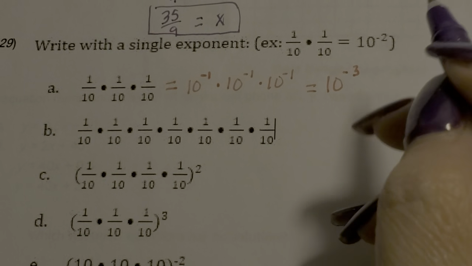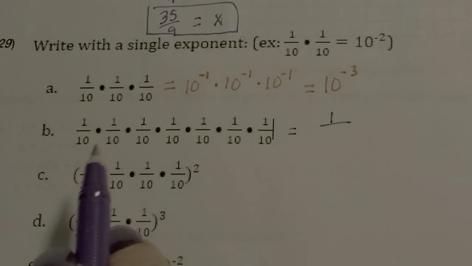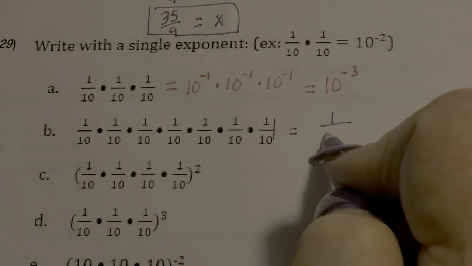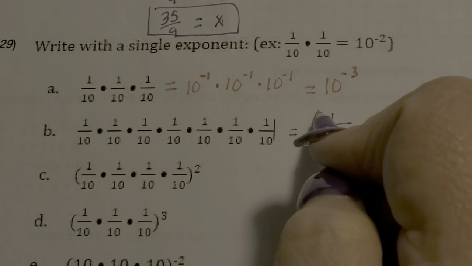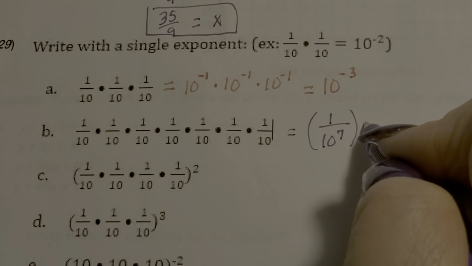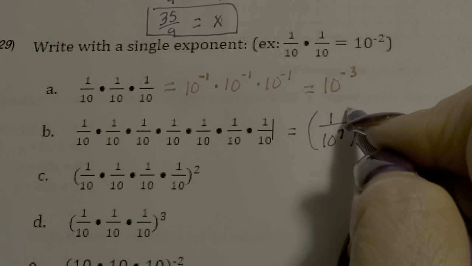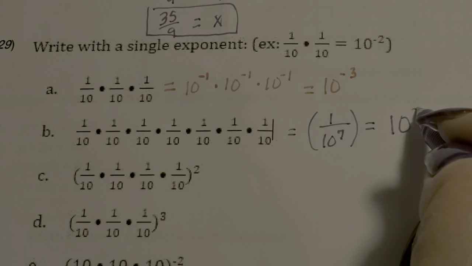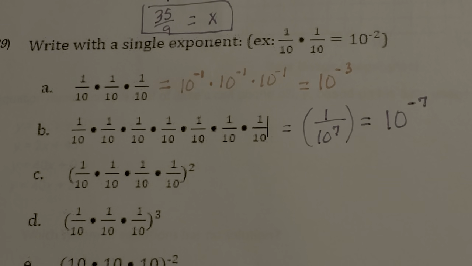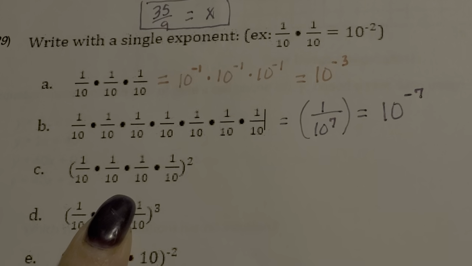On B, I'm going to do it a little differently. I have 1 over 10 to the 1, 2, 3, 4, 5, 6, 7th power. I could leave it like that, or if I want to bring my 10 to the numerator, my exponent goes from the denominator to the numerator. It becomes the opposite, which means I have 10 to the negative 7th power. Either of these answers is correct.